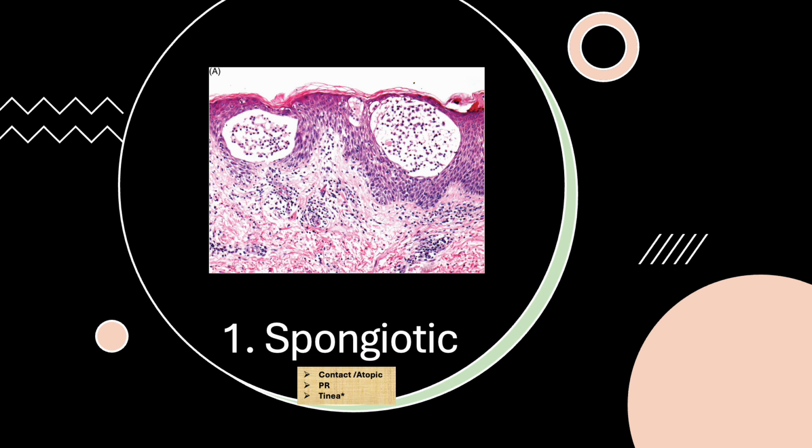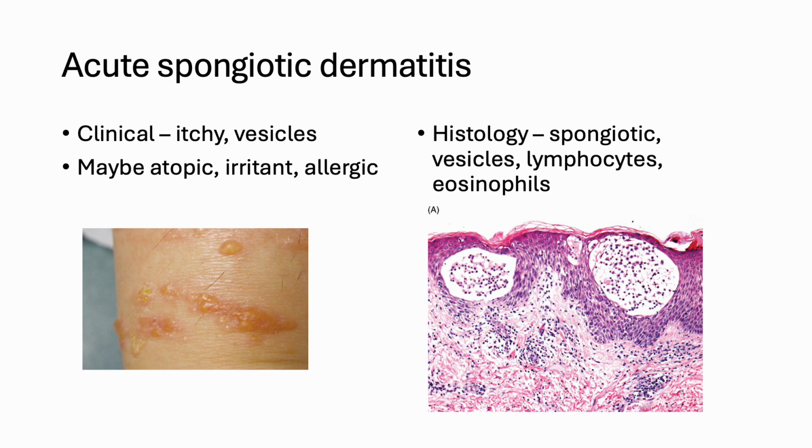Let's talk about the spongiotic dermatitis, and the three main disorders including contact dermatitis or atopic dermatitis, pityriasis rosea, and tinea. In the spongiotic dermatitis, it can be subdivided into acute, subacute, and chronic. Let's start with the acute spongiotic dermatitis. It usually presents as itchy vesicles, as shown here. And you can see those are vesicles. And usually they are very itchy.